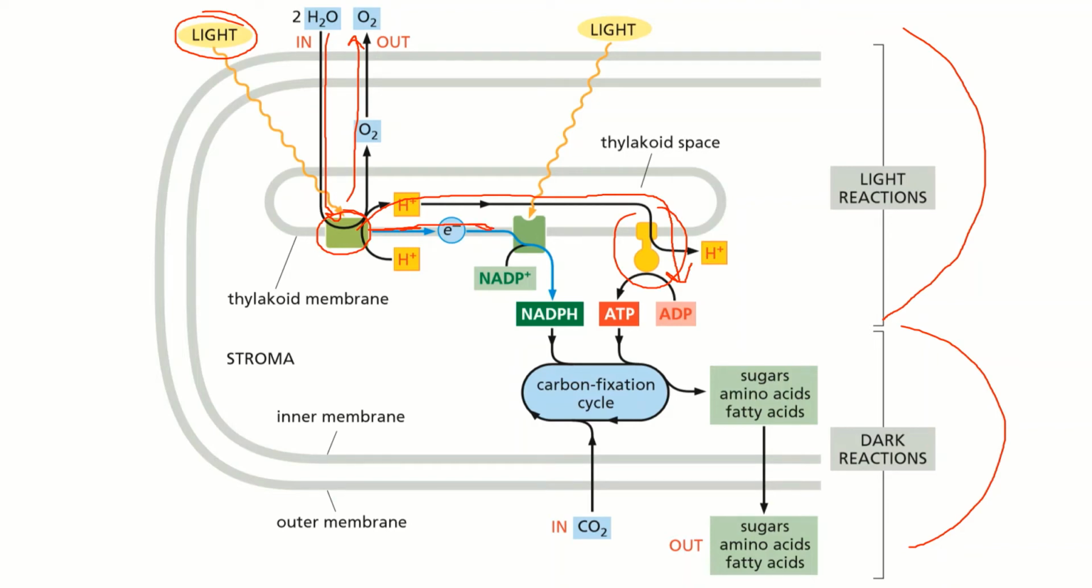The electrons are eventually passed to NADP. This is the version of NAD in photosynthesis that is a carrier of electrons and a source of reducing power that will be used later on as NADPH in the carbon fixation cycle, or the Calvin cycle, where carbon dioxide is used this time and is reduced to become sugars. That will be the food of the plant, and that's the final product of photosynthesis.